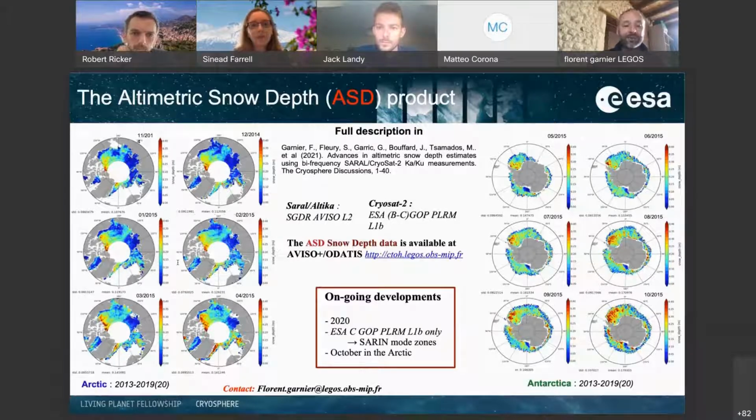However, we're currently reprocessing the baseline C pseudo-low resolution mode data over the entire period, which also includes 2020. So the product should include soon the SARIN zone for the two hemispheres. In addition, we also plan to extend the data in October for the Arctic, because currently in the Arctic, it is available from November to April, and in Antarctica from May to October. The data are in free access on the AVISO platform, but you can also send me an email. It is written on the bottom of this slide, and I will be pleased to send you a link to download the data. And it's also sometimes better to send me an email because updates might be available even if they are not yet on the platform.